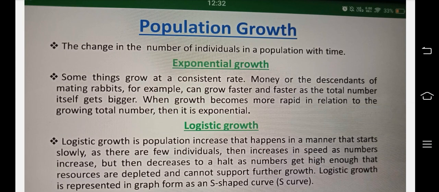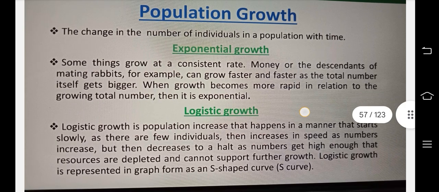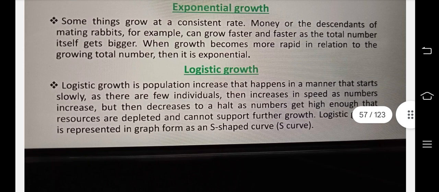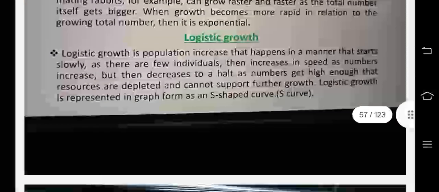Exponential growth: some things grow at a constant rate. Money, or the descendants of mating rabbits for example, can grow faster and faster as the total number itself gets bigger, and growth becomes more rapid in relation to the growing total number. Then it is exponential. Logistic growth is a population increase that starts slowly when there are few individuals, then increases in speed as numbers increase, but then slows to a halt as numbers get high enough that resources are depleted and cannot support further growth. Logistic growth is logic based, because it is what happens in the real world.